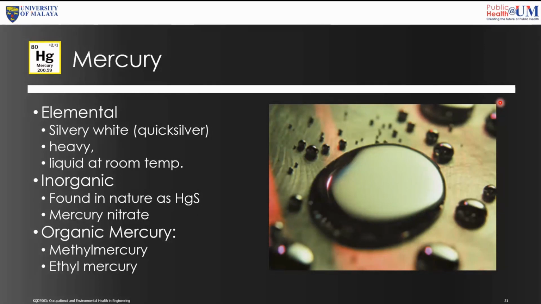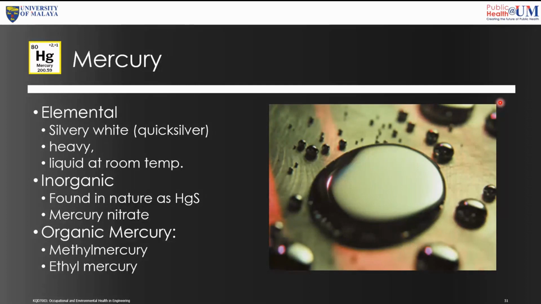All right. Mercury, of course, everyone knows is quicksilver, because it is basically the only metal that's liquid at NTP, normal temperature and pressure. Elemental mercury is silver white in color, heavy, and liquid at room temperature, and it releases fumes. Inorganic mercury found in nature is mercury sulfate and mercury nitrate. Organic mercury is methyl mercury and ethyl mercury.